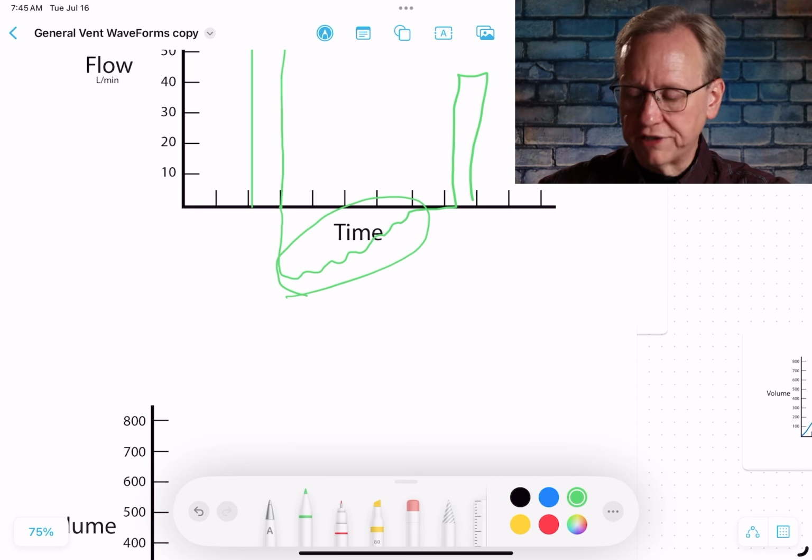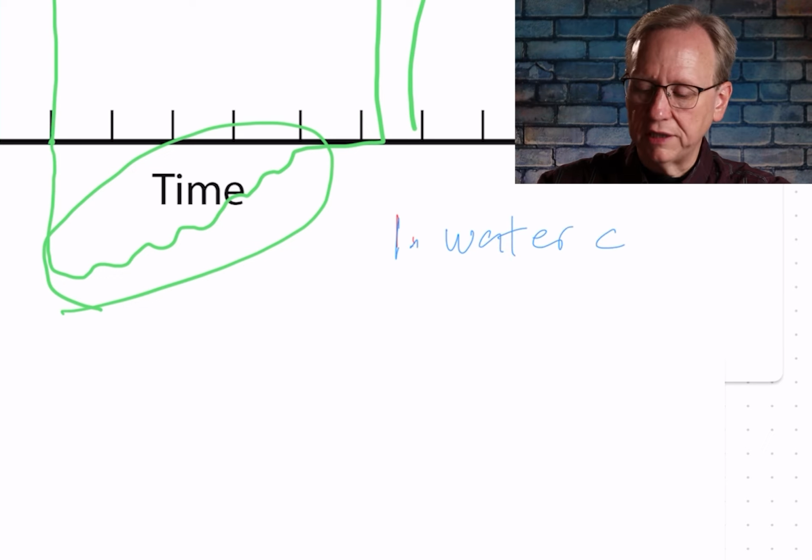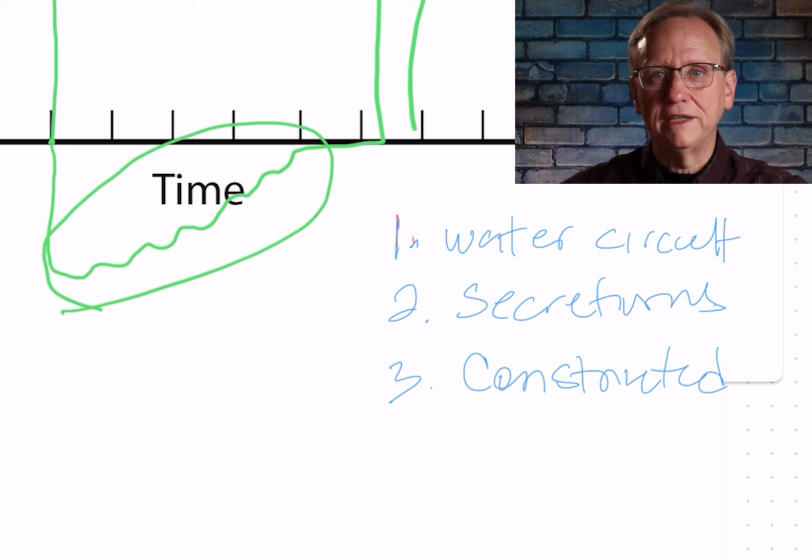Well, there are several potential problems that could be. It could be that you have water in the circuit, and that's probably just condensate, right? So you could have water in the circuit. The other problem is that it could be secretions in the patient's airway. And the third problem is that they could be constricted. In other words, they have constricted airways. And so we'll look at that carefully.